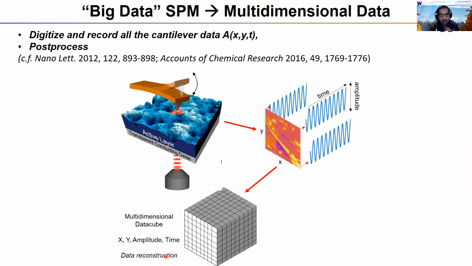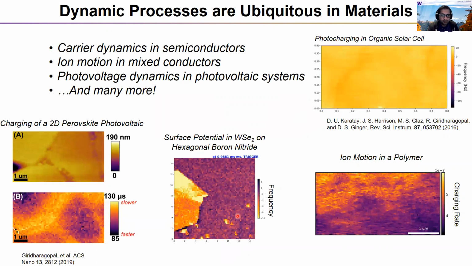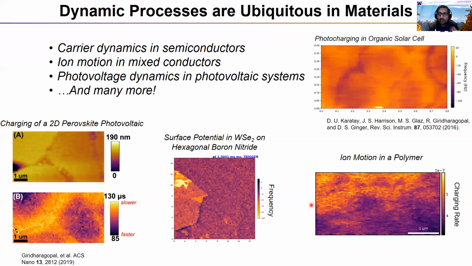And so the result is when you have these large multi-dimensional data cubes that have all this information, you can take that data and try and learn some new dynamics. Now, the reason that we're interested in dynamics, of course, is that these dynamic processes are ubiquitous in materials. This ranges from things like carrier dynamics in semiconductors. Hopefully, you saw this movie. This is photovoltage dynamics in a tungsten diselenide 2D material, or photocharging in an organic solar cell. So this is showing the cantilever frequency over time, or ion motion in a polymer. And there's many more cases where we see dynamic processes that are both ubiquitous and nanostructured in nature. So we want to extract them with AFM.